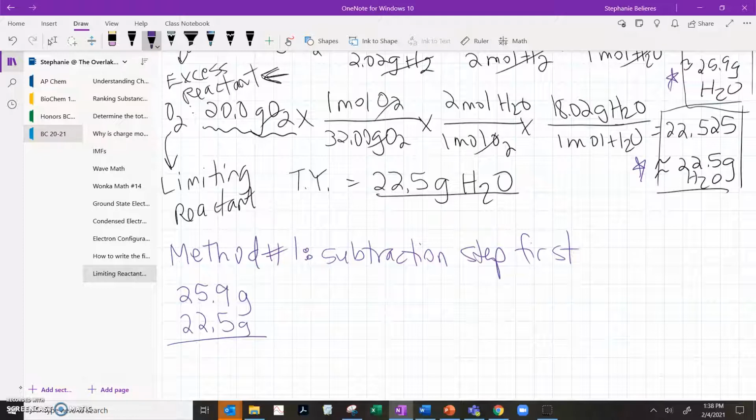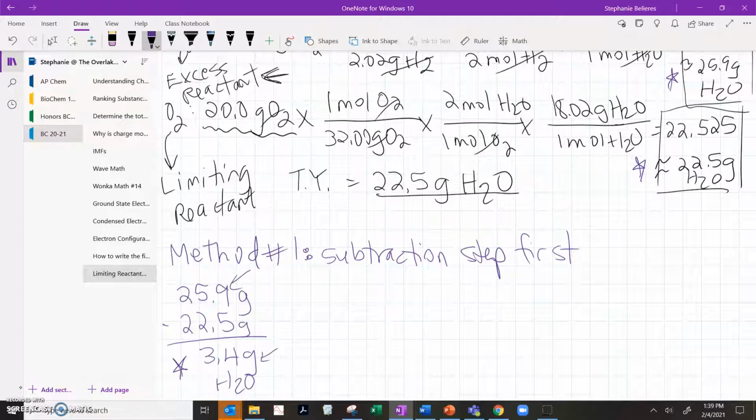All right, so I'm going to subtract those 2 numbers, and this is going to give me 3.4 grams. So the difference in the amount of water I could generate with those 2 amounts of reactant, the difference in those theoretical yields, is 3.4 grams. And I want to just make a note here that I just dropped sig figs. So I started with 3 here, and now I'm down to 2.